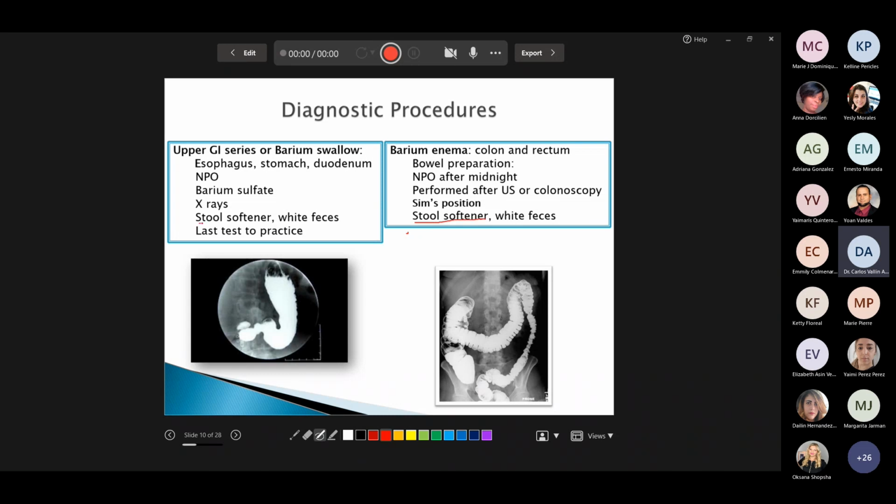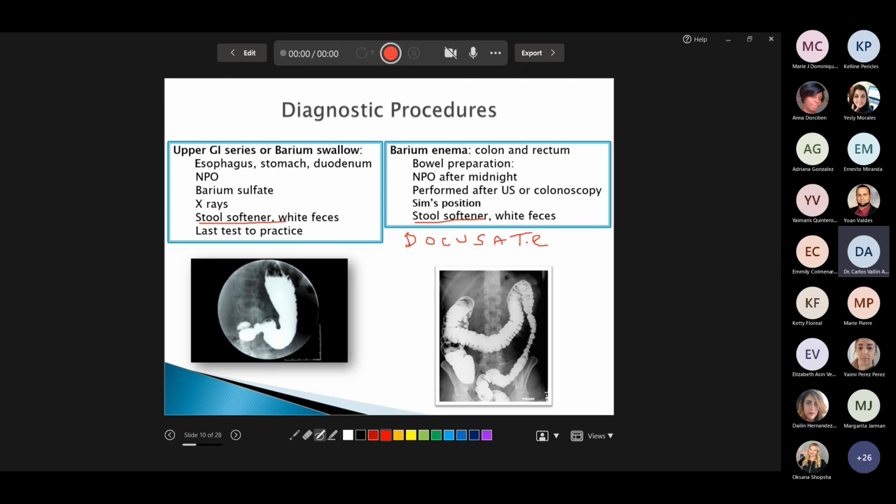Stool softeners. Docusate is frequently tested because doctors prescribe this for constipation a lot. Docusate can be sodium docusate or calcium docusate. Docusate is the most commonly prescribed medication by doctors for constipation. Yes, so it's frequently tested.